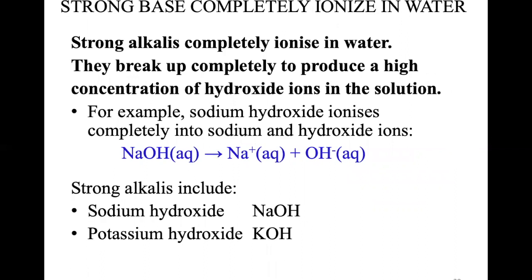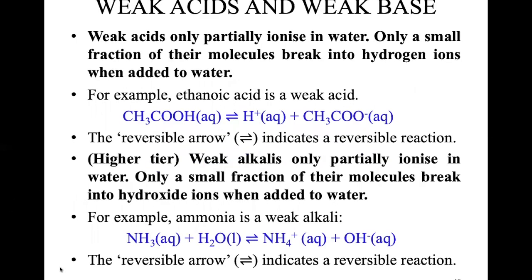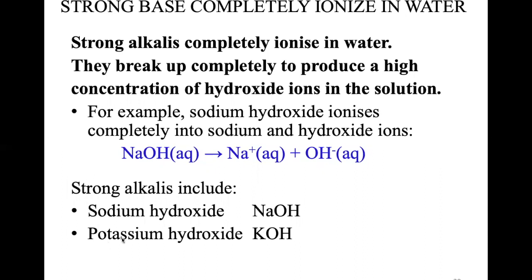Now, what are strong bases? Like acids, if bases completely ionize in water, they are called strong bases. Here there is one Na positive and one OH negative. If 2 is written, then 2 Na and 2 OH, and so on you can go forward. Strong bases, strong alkalis, are sodium hydroxide and potassium hydroxide.